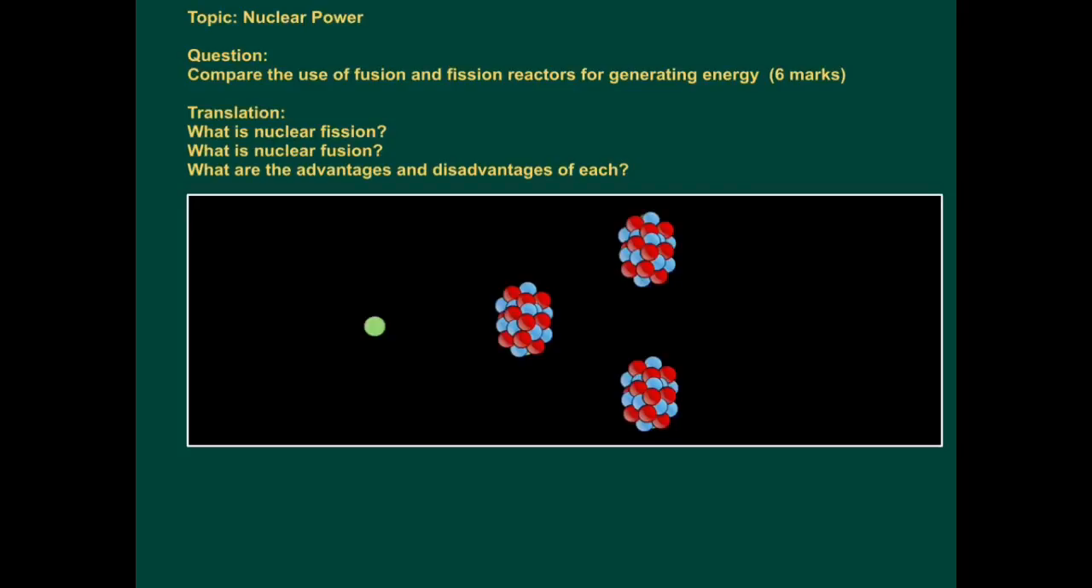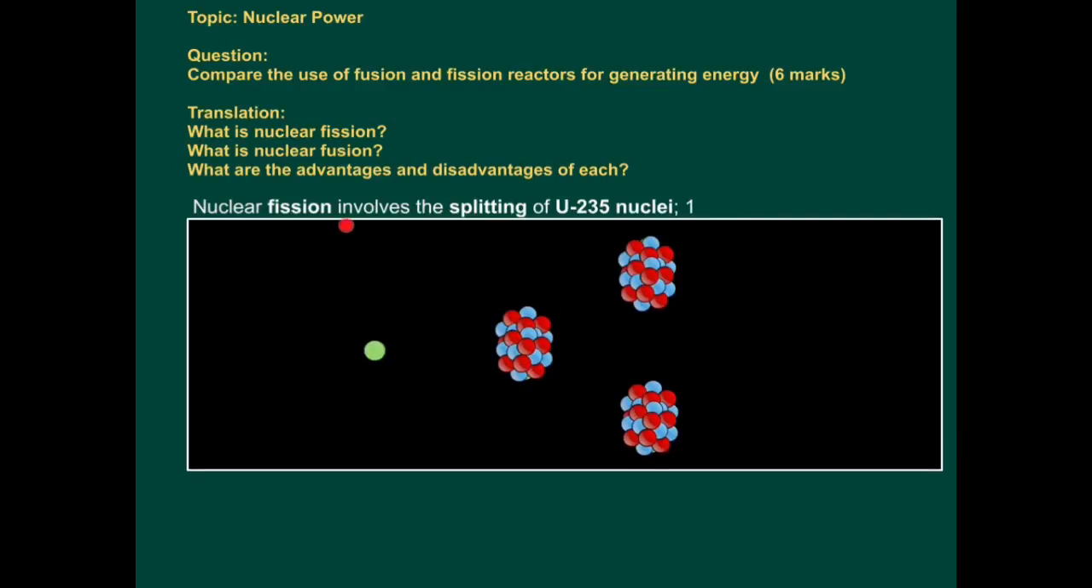This exam application tutorial is on the topic of nuclear power. The question for 6 marks reads, compare the use of fusion and fission reactors for generating electricity. So you have to say, what is nuclear fission? What is nuclear fusion? What are the advantages and disadvantages of each?